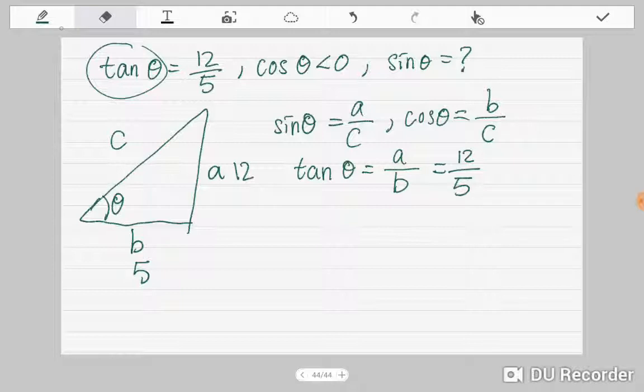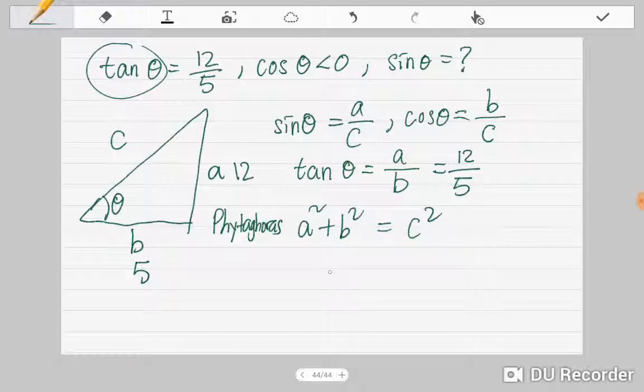Let me just write the Pythagoras rule. A square plus B square is equal to C square. So it's always the two sides that are not the hypotenuse. The A square plus the B square has to make the hypotenuse squared. So A square plus B square is C square.